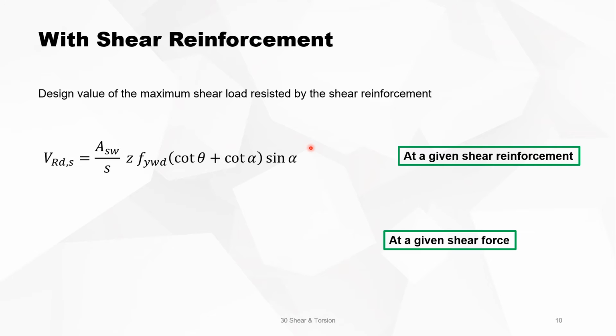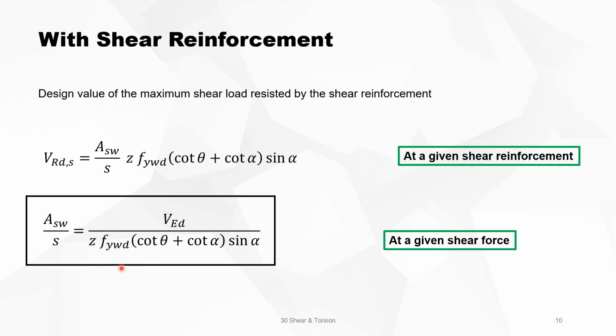But in most cases we are looking for the needed shear reinforcement, so we just turn this formula around, and you will see that ASW divided by S, the needed shear reinforcement, is equal to the shear force divided by the yield stress of the stirrup divided by the lever arm, and Z equals 0.9 D, with D the effective depth.